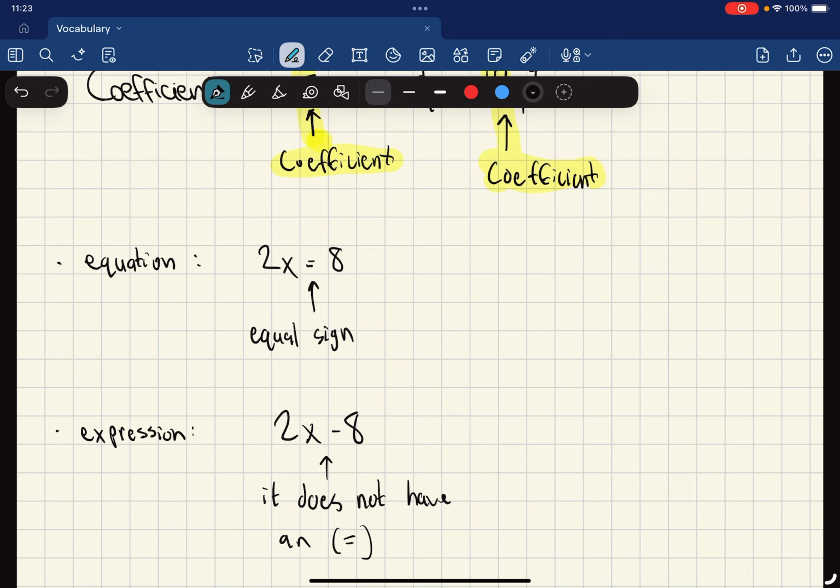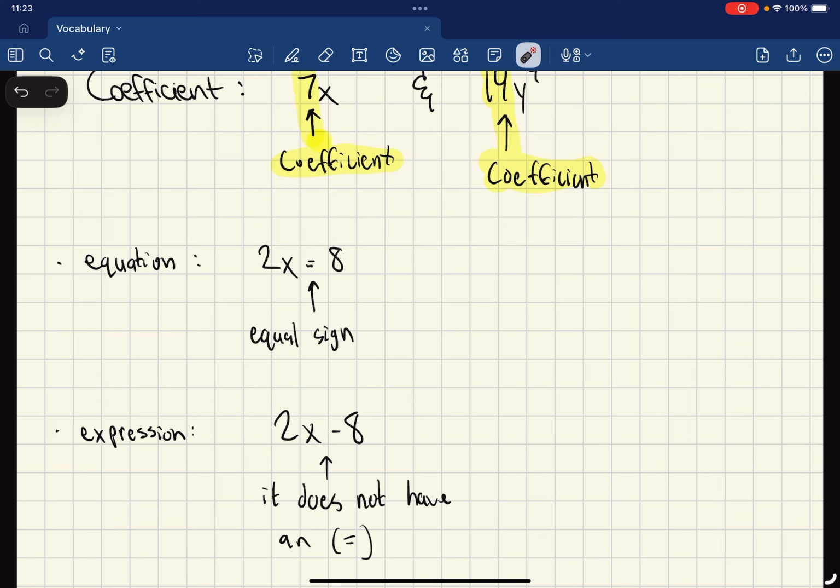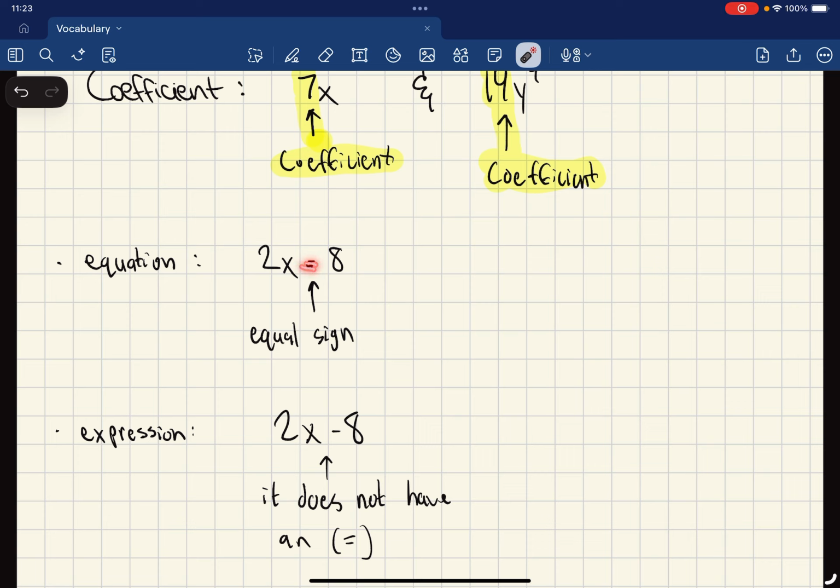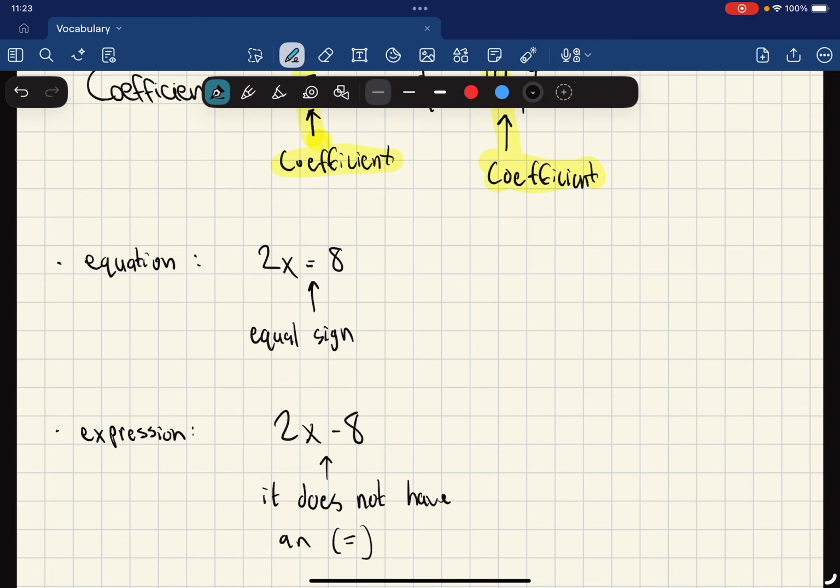So there's a difference between an equation and an expression. If you look here, an equation has an equal sign, whereas an expression has no equal sign. So if there's no equal sign, it's an expression. And if there is an equal sign, we have an equation. Okay, so that's that.